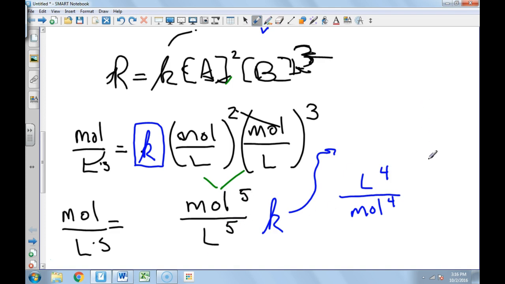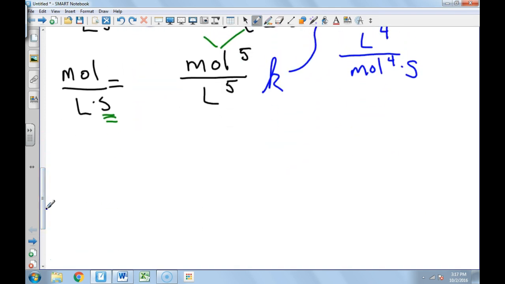But now what else do we need in order to make this side equal to this side? Well, we need this second. We need somehow to put this second in here. Well, that's not here, but if this unit has seconds in it, then we can go for it. So this has to have a second in it. Okay, so now let's take a look. Hopefully we have the right answer.